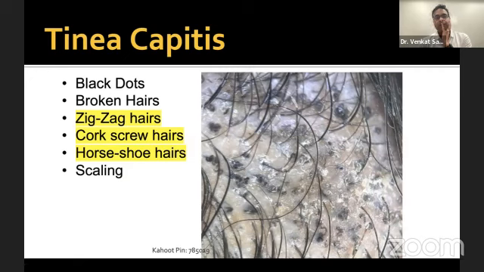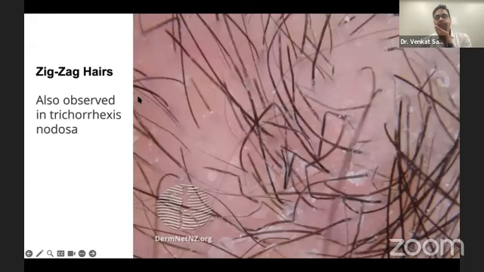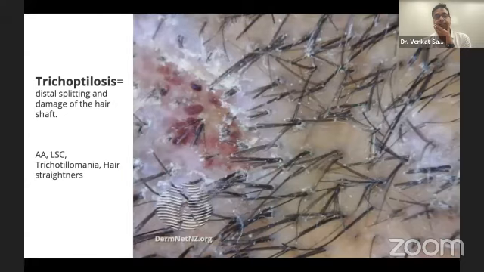Tinea capitis, as I told you, corkscrew hairs. Sometimes you see zigzag hairs or horseshoe hairs, scaling, again, typical. Black dots and broken hairs can be seen in trichotillomania or alopecia areata, so they're not specific. So this is an example of a zigzag hair. Also observed in trichorrhexis nodosa. So this is seen in trichotillomania. This is seen in tinea capitis. Zigzag hairs are seen in tinea capitis.